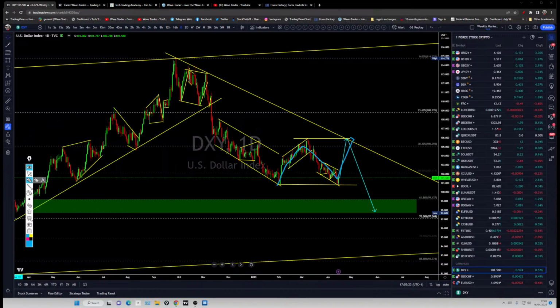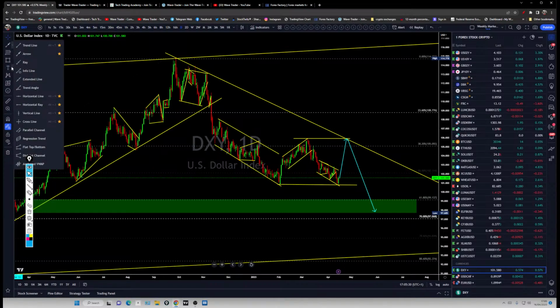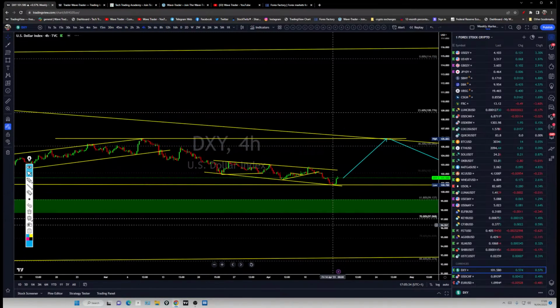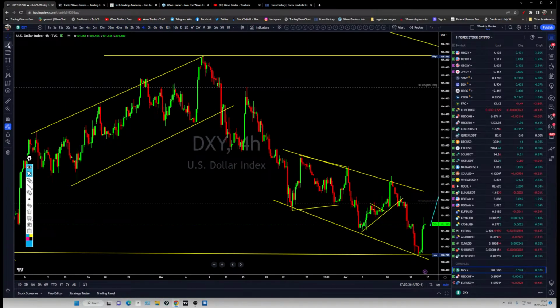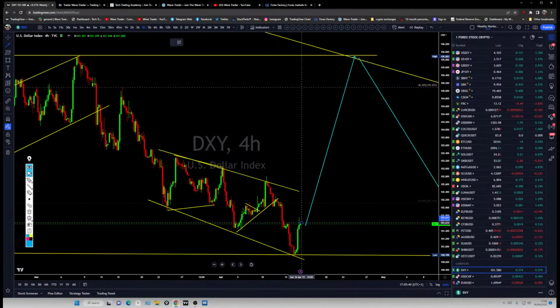This flat formation. Hopefully, those who are watching me on TradingView can see my arrows. The arrows are clearly showing there. So we may see a correction like that, and price continuing to push higher.